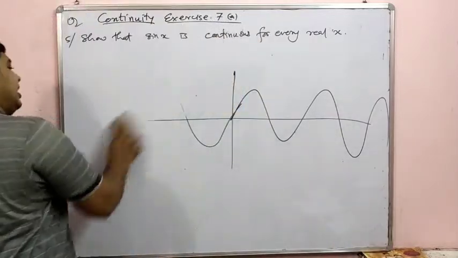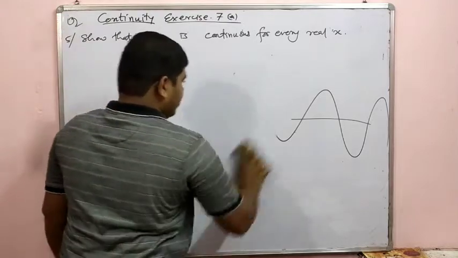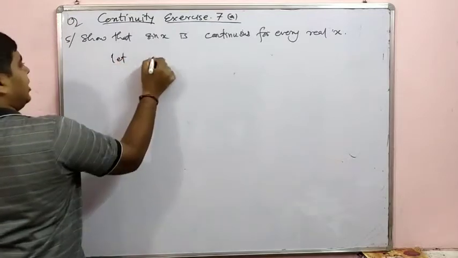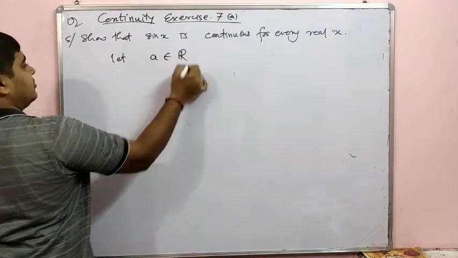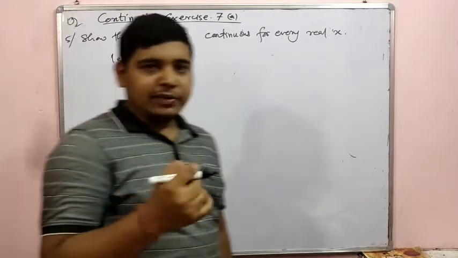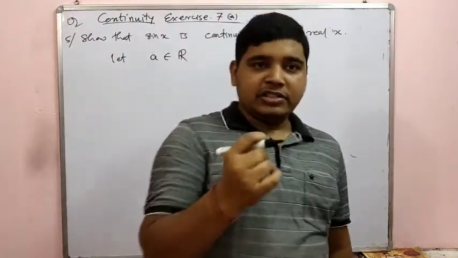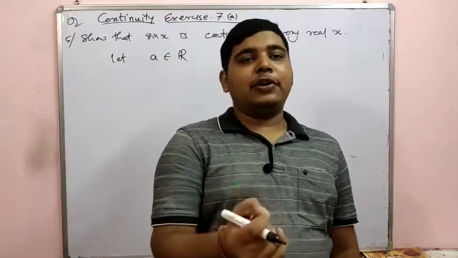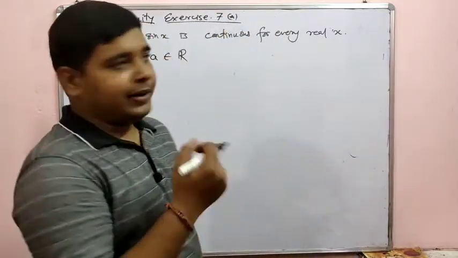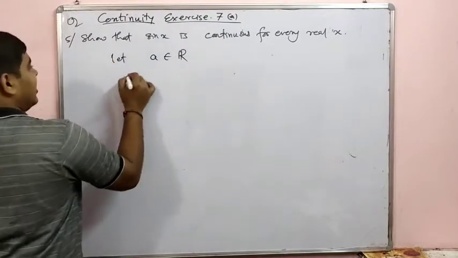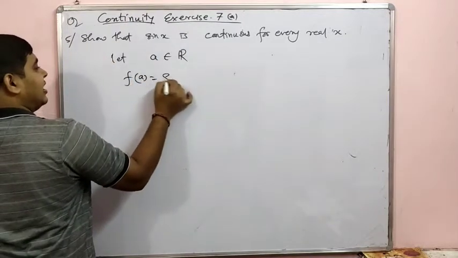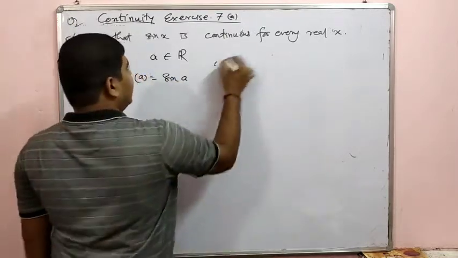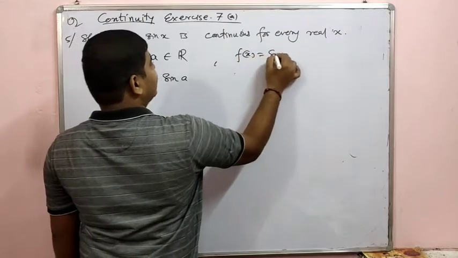So let x be any arbitrary point which is a real number. So let a be an element of R. It is an arbitrary point which is an element of real numbers, any real number. So we have to see that at point a the function sin x is continuous. So for this, f of a is equal to sin a, since the function f of x is equal to sin x.